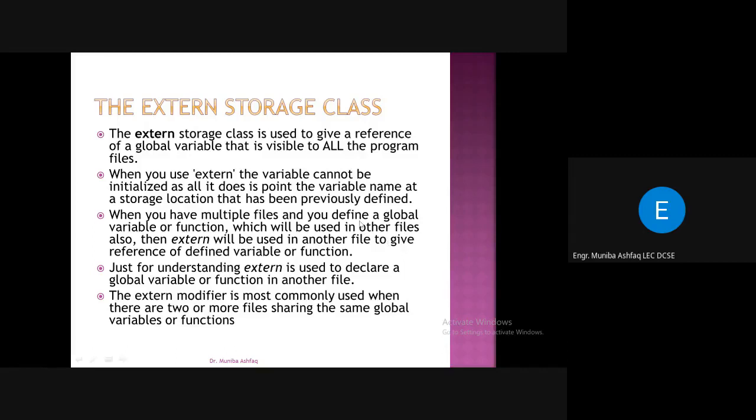When you have multiple files and you define a global variable or a function, you can have either a global variable or a function. Both can be used with extern, which will be used in other files. Then extern will be used in another file to give a reference of the defined variable or function. ठीक है, दोनों के साथ, वेरिएबल के साथ भी यूज हो सकता है एंड फंक्शन के साथ भी extern यूज हो सकता है. So extern is used to declare a global variable or function in another file. The extern modifier is most commonly used when you have multiple files sharing the same global variable or function; in that case you can use this extern.